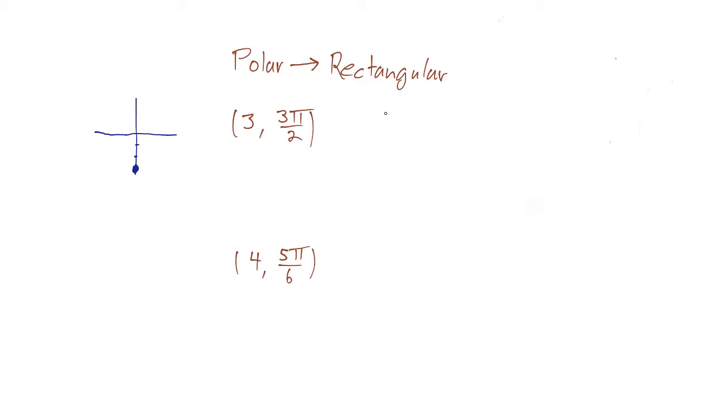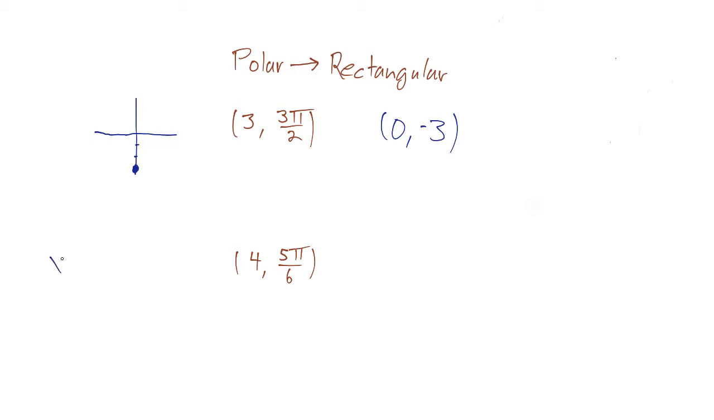Alright, well, clearly then, my x and y pair are going to be an x of 0 and a y of negative 3. So the point (3, 3π/2) corresponds to the coordinates (0, -3) using rectangular coordinates. Alright, so if you happen to be on one of the axes, you can just do it that way. Now what about (4, 5π/6)? Here, if you tried to plot it, you'd definitely get some idea where it is, but it wouldn't tell you necessarily what x and y are.